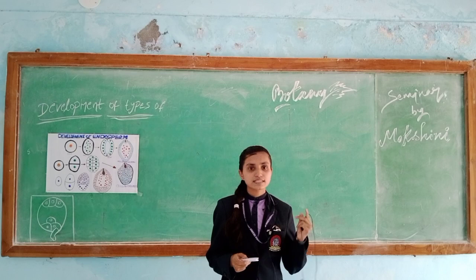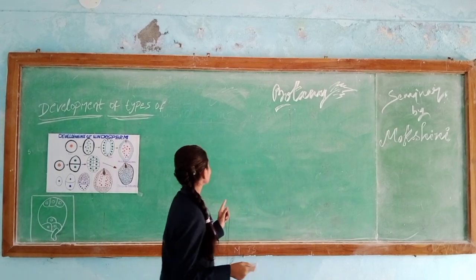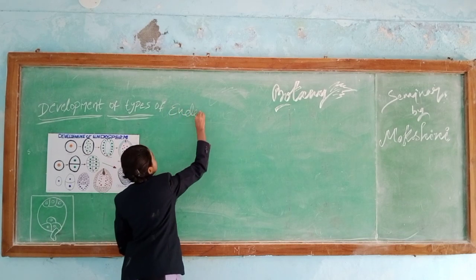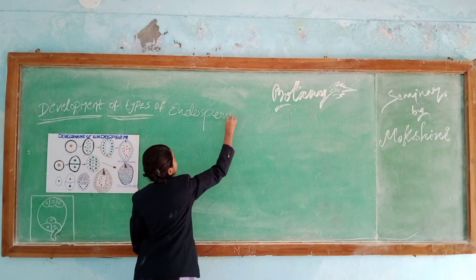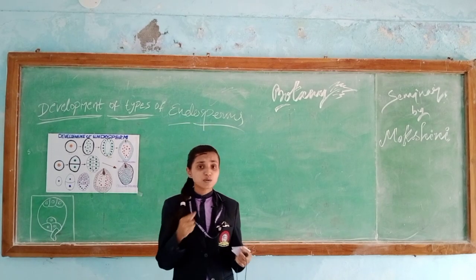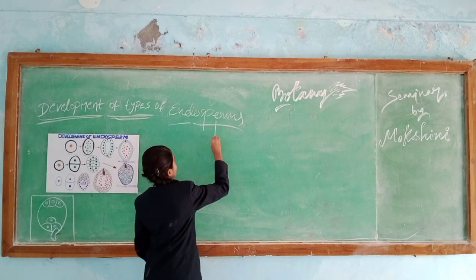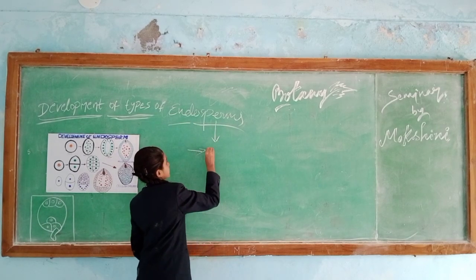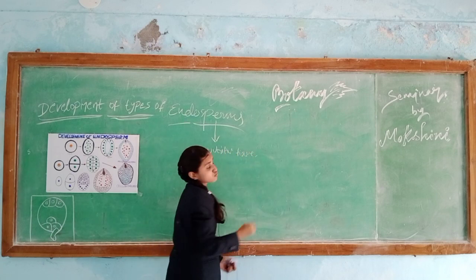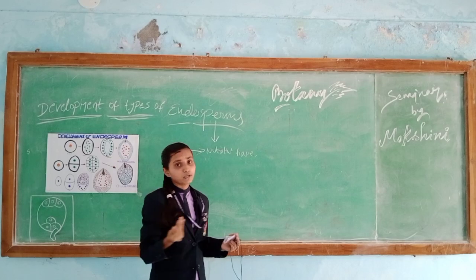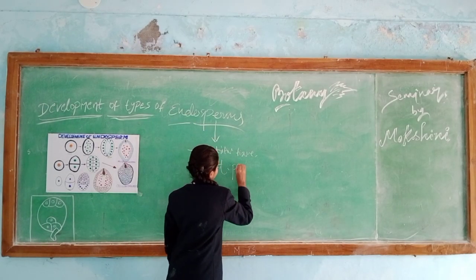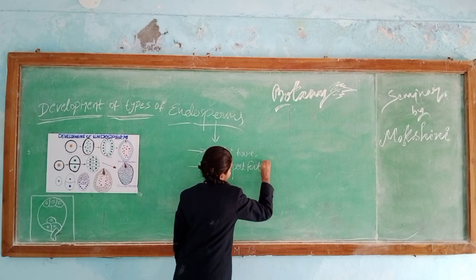Now here I would like to discuss with you the most crucial topic in botany, that is development of types of endosperms. Before entering the topic, we have to clearly know about endosperms, right? What are endosperms? These are nutritive tissues which act as stored food for the developing embryo, and it is also one of the events in post fertilization.